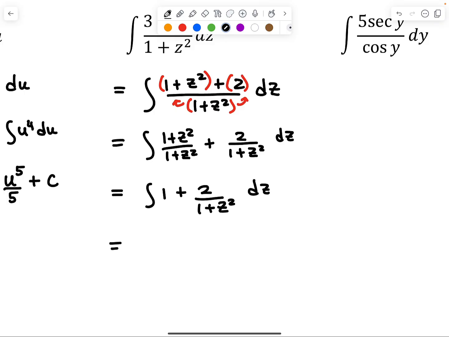The antiderivative of 1, be careful you don't just default to x. The differential dictates what the independent variable is. And so when you integrate 1, you don't get x, you get z in this case. And then plus, the 2 we can factor out, and the integral of 1 over 1 plus z squared I recognize is my arctangent of z plus c.